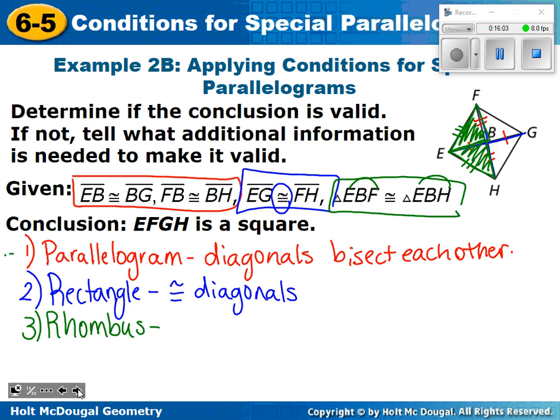I would be okay if you just say one pair of consecutive congruent sides, but if you want to take better notes for yourself, if you're looking back over this later, you could say CPCTC tells us EF is congruent to EH, because that's how we knew that, right? If the two triangles were congruent, then their corresponding parts were congruent. And then we could say we have one pair of congruent consecutive sides.